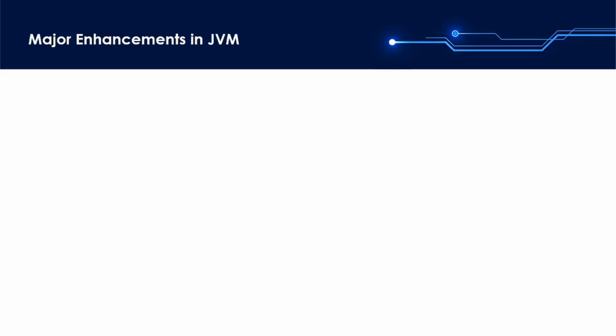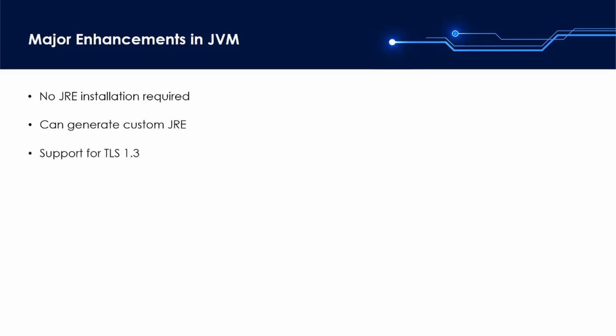Having explored the basic architecture of the JVM, the next topic we'll discuss involves the major enhancements that were introduced in the JVM with Java 11. Firstly, we no longer need to install the JRE. In other words, we can execute code without compiling it using javac. Not only that, we can now generate our own JRE. The third enhancement is based around the security level. Java 11 now supports the TLS 1.3 version of transport layer security.